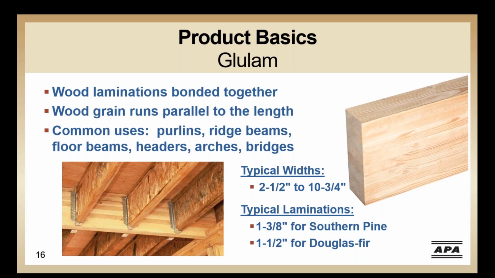Although you can get glulam in nearly any depth and you're only limited in length by the manufacturing and transportation, beams carried by your local dealer usually don't exceed about 18 inches in depth. They're commonly used as purlins, ridge beams, floor beams, headers, and columns. Typical width of a glulam ranges from 2.5 inches to 10 3/4 inches and is commonly manufactured from southern pine or Douglas fir.